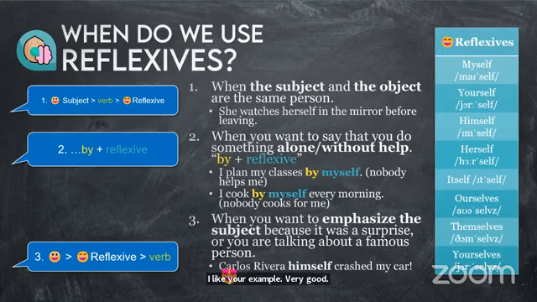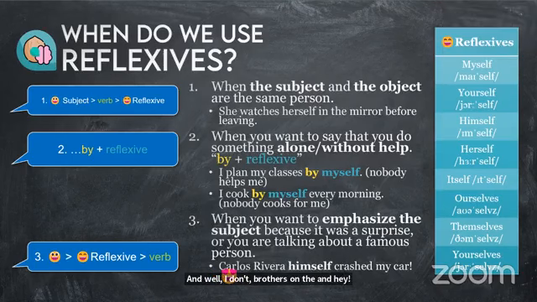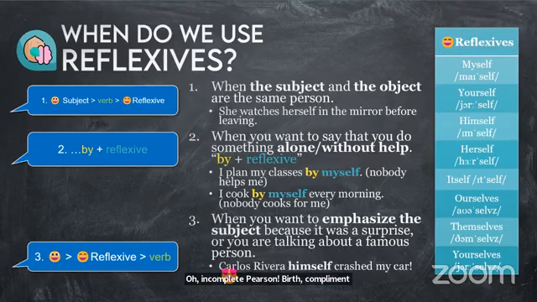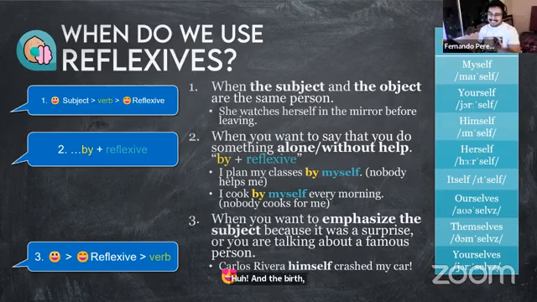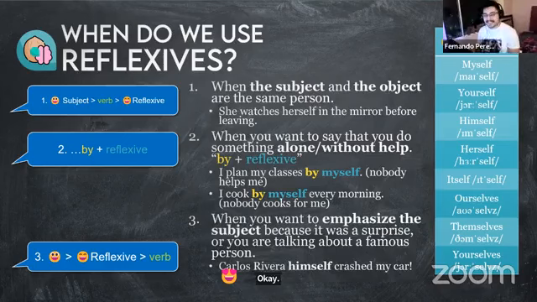Well, I don't have brothers, only sisters. Incomplete. Person, verb, complement. I don't. And the verb? Have brothers. Exactly. Yes. I don't have brothers. Only sisters. Okay.